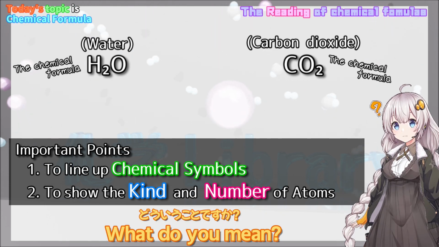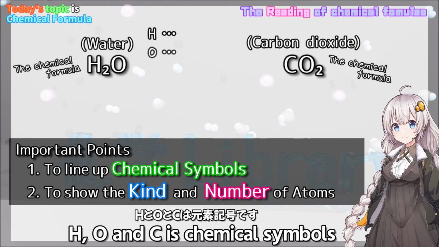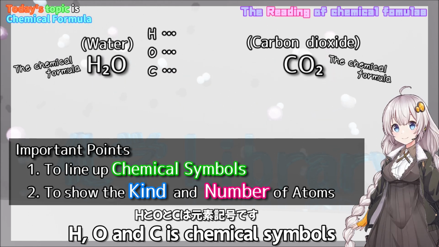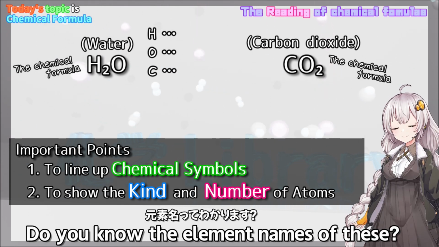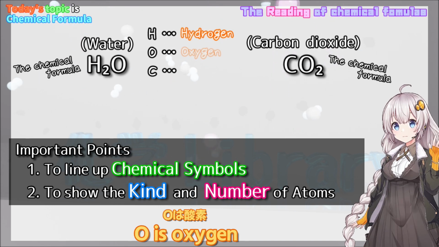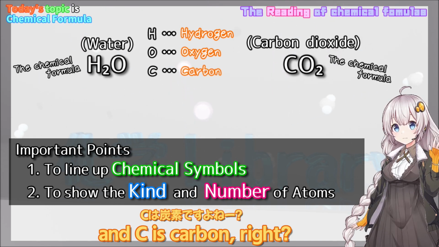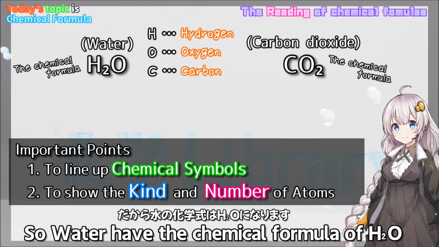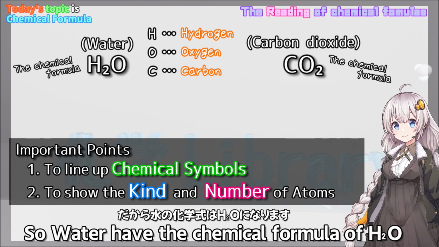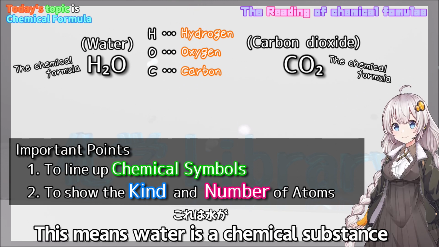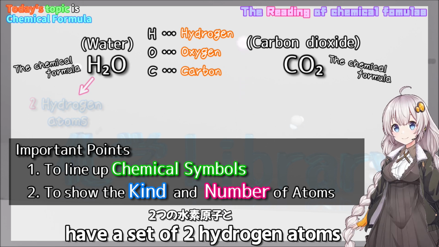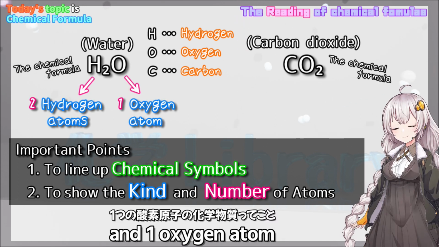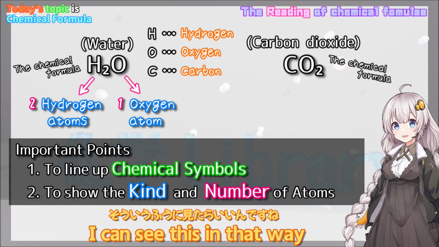What do you mean? For example, H, O, and C are chemical symbols. Do you know the element names of these? H is hydrogen, O is oxygen, and C is carbon, right? Right. So water has the chemical formula H2O. This means water as a chemical substance has a set of 2 hydrogen atoms and 1 oxygen atom. I got it. I can see it in that way.